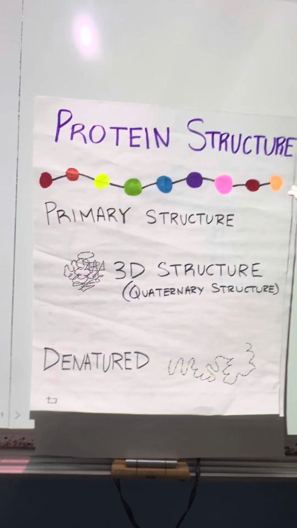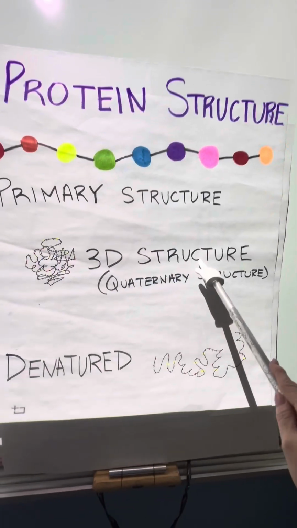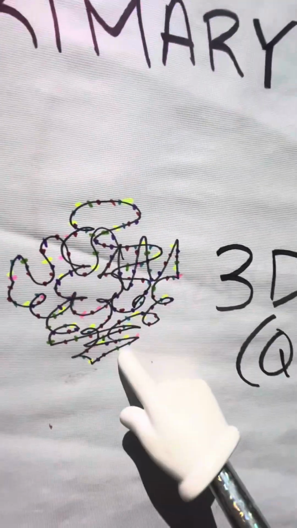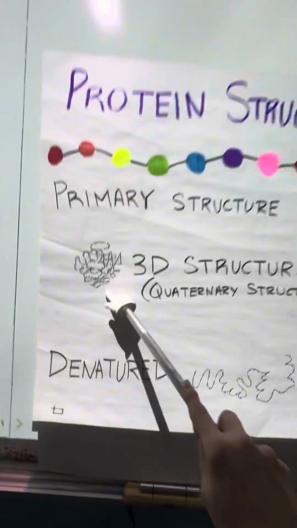And based on this structure of hundreds of amino acids long, there's going to be a 3D structure of the protein. The amino acids, I tried to draw a bunch of amino acids on there, are going to fold up onto each other and make a particular shape.